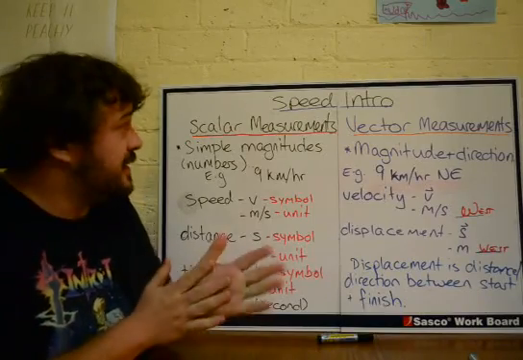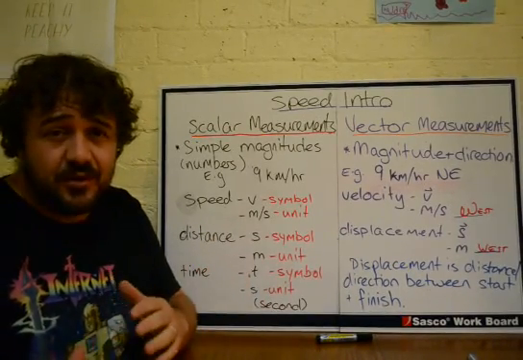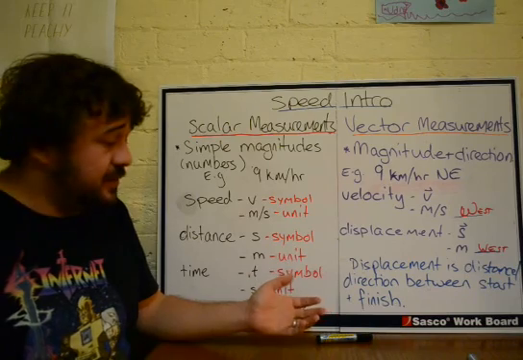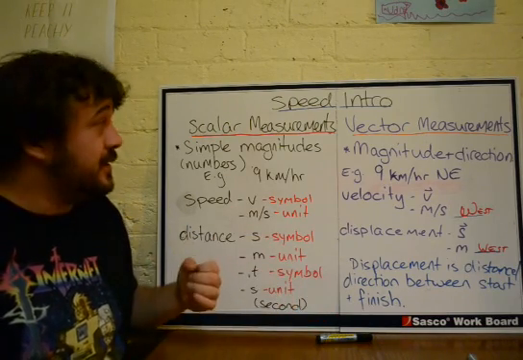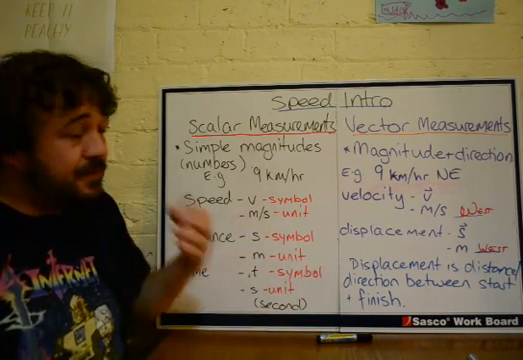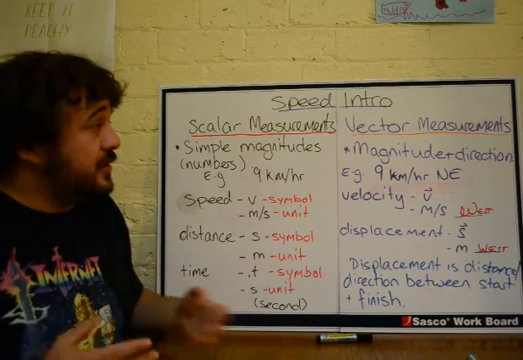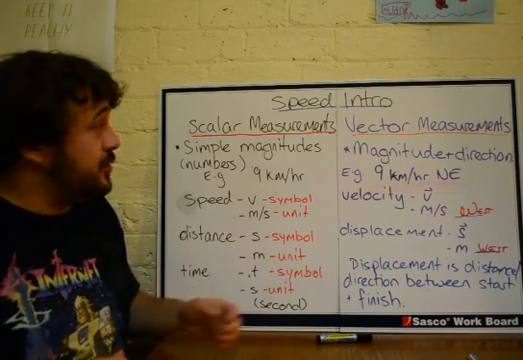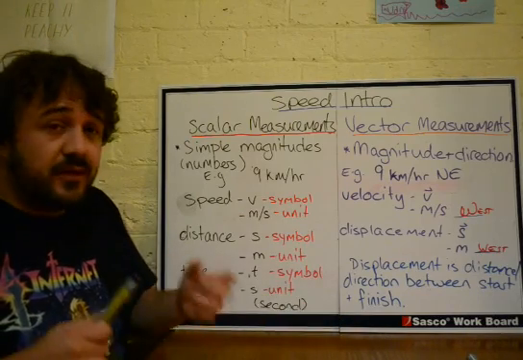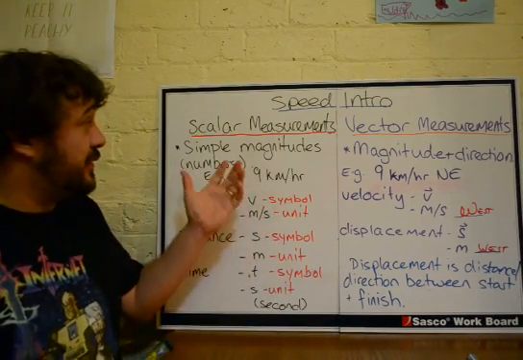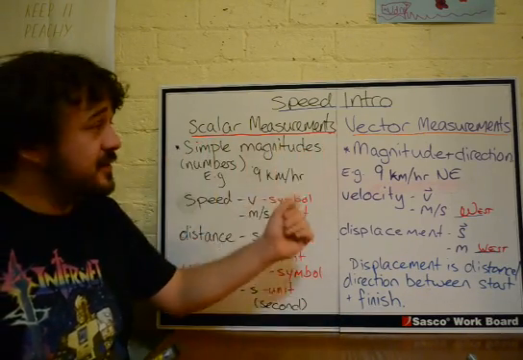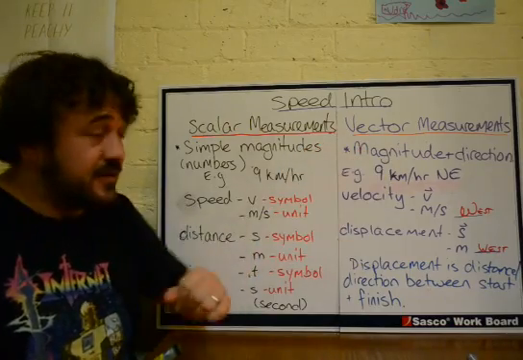Alright physicists, so we're starting motion and we're going to start with the simplest concept of all, speed. We're all used to measuring speed, but of course because it's science, we're going to complicate it just a little bit. We'll start off with two things. We're going to start off with scalar measurements and vector measurements.